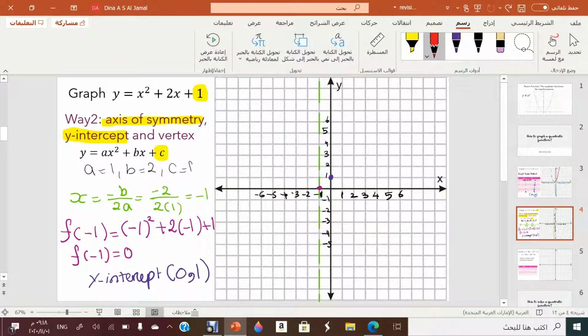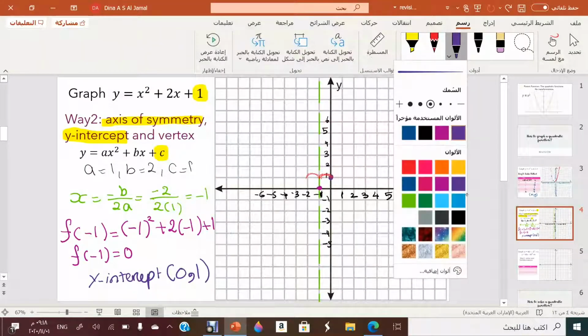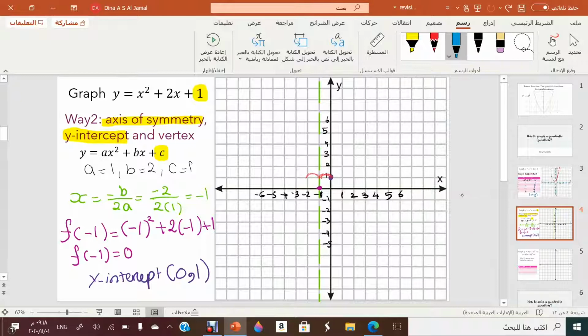So you would like to reflect this point. Imagine you are having a mirror and we are having a distance of 1 unit. So it will be reflected with 1 unit. And you will put your new point on the other side. And you just need to connect these 3 points together with a smooth line.